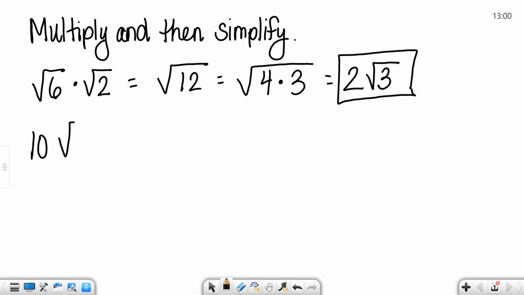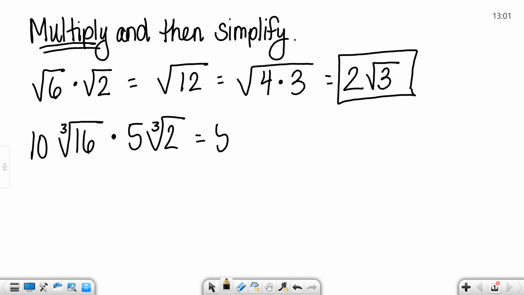All right, 10 times the cube root of 16 times 5 times the cube root of 2. Now my directions here tell me to multiply first, so that's what I'm going to do. 10 times 5 gives me 50. I am doing the cube root. They're both cube roots, that's why I can multiply inside. 16 times 2 is 32. Now that can be simplified, but it told me to multiply, so that would be my first answer.